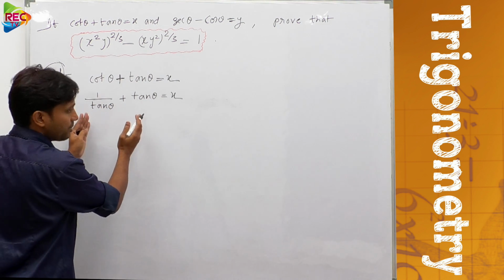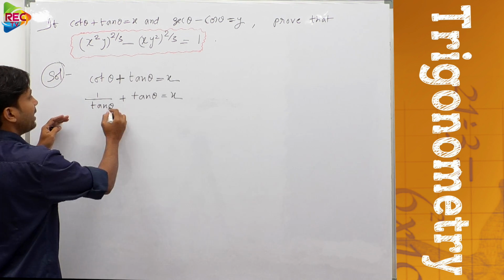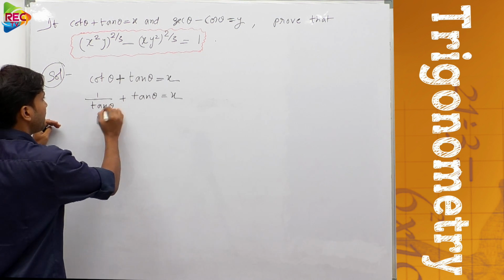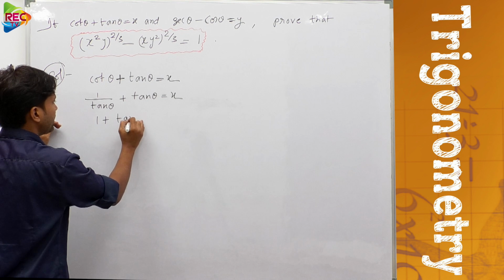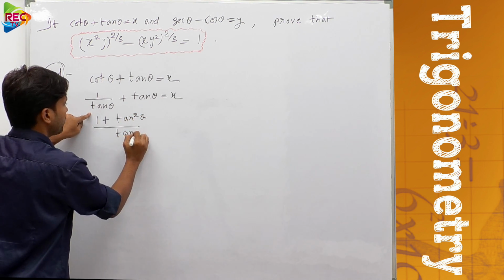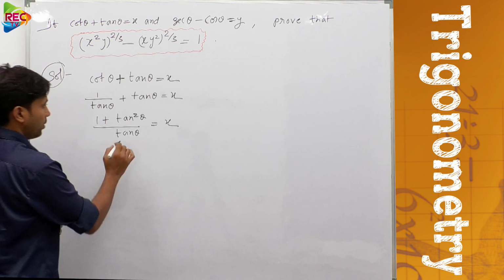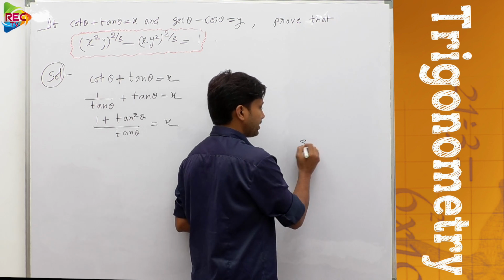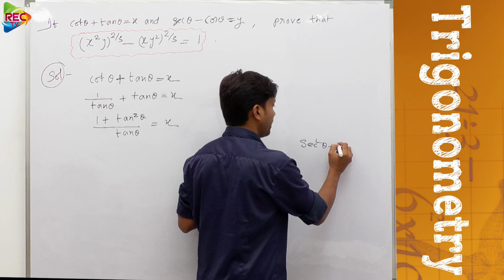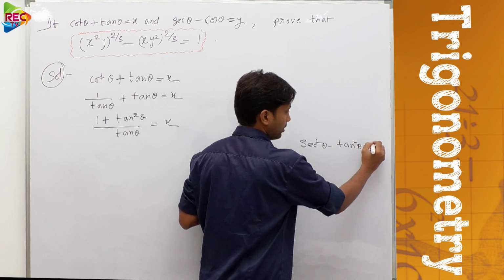Now in order to simplify this, we are going to take the LCM of our LHS part. See, how can we take LCM here? 1 plus tan theta into tan theta, that is tan square theta, by tan theta. Okay, equal to what? X. Now consider the identity. Okay, recall the identity. Secant square theta minus tan square theta equal to 1.